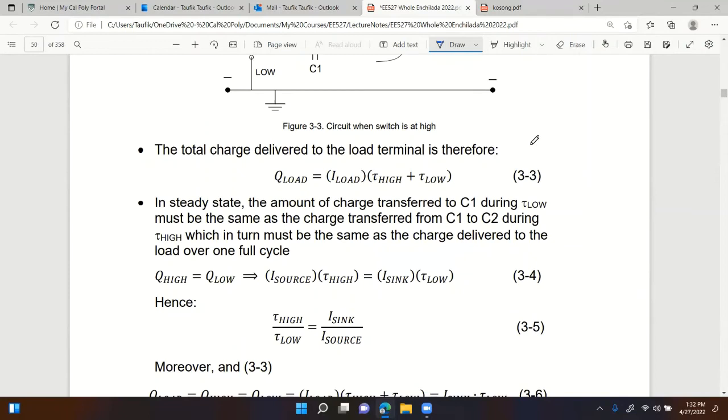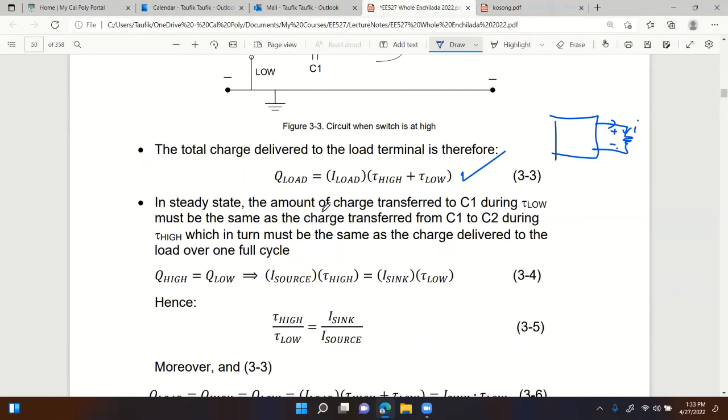The total charge delivered to the load terminals would be Q load, right? So the load itself should have current all the time, right? Because it's a load, it requires current all the time, right? So you have the charge pump and you have the load. If there's a voltage here, then of course there's always going to be current flowing by Ohm's law, right? So throughout the entire period of the switching, there's always current flowing through the load. So therefore, the total charge received by the load should be equal to I load times the delta T, which is the entire period, tau high plus tau low. Any question on 3-3?